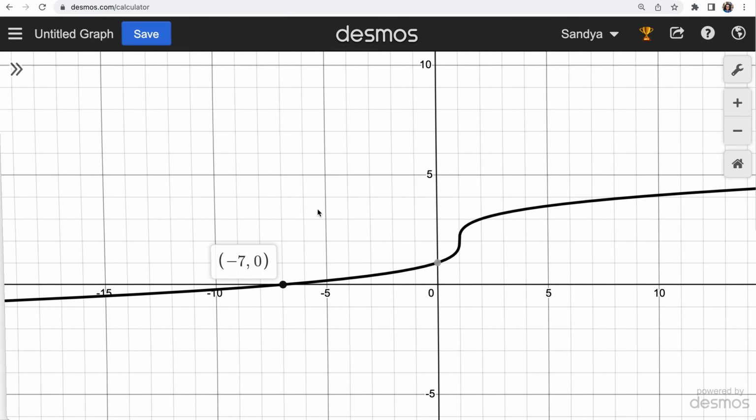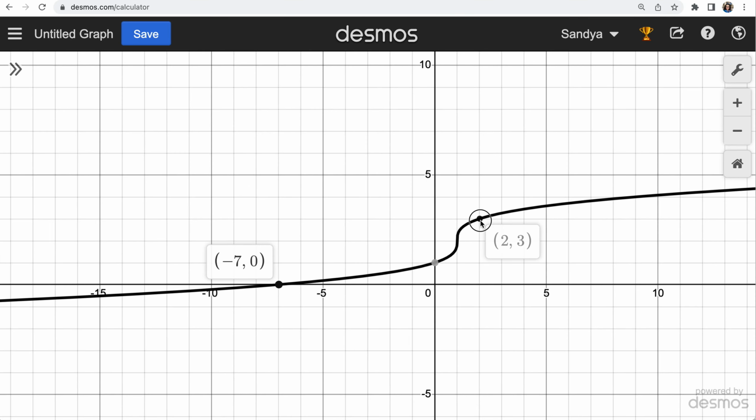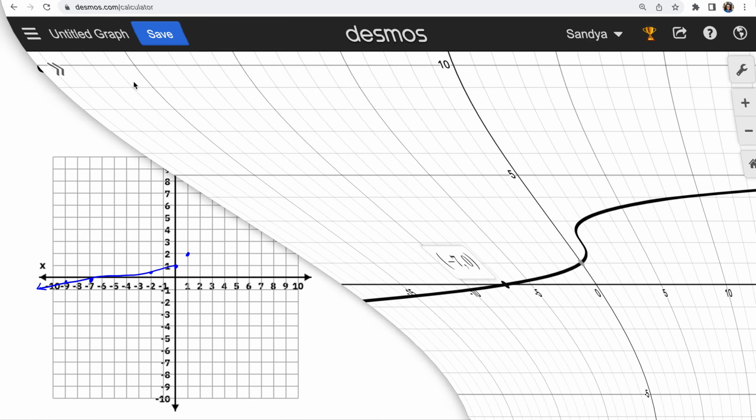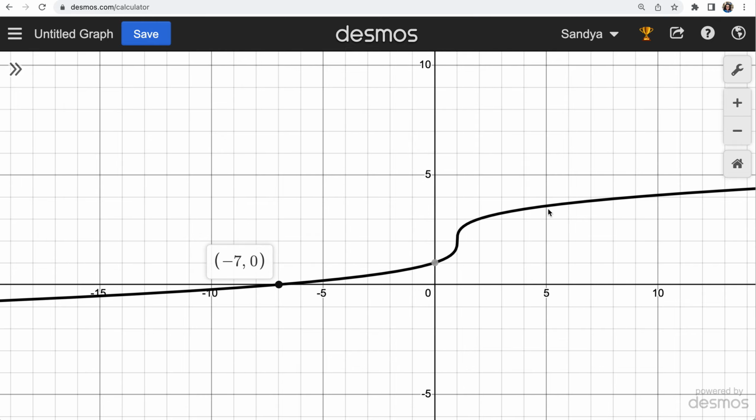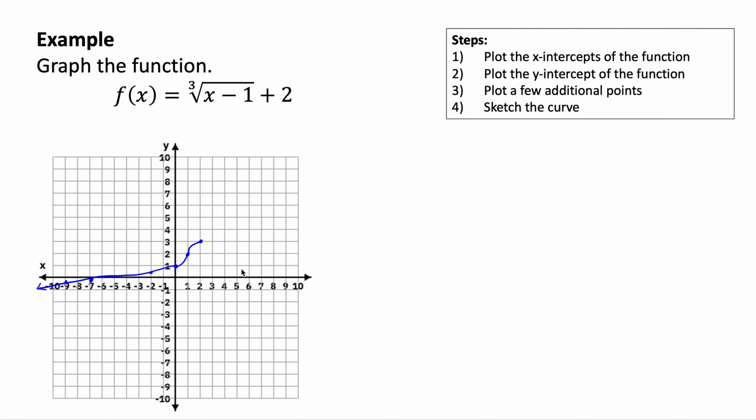Then at 2, we have (2, 3) on our graph. So it kind of goes up like this. And then beyond (2, 3), let's pick a point. Let's see, (5, 3.5) up here. And so the graph just goes on like this. So you can approximate what the cube root function looks like with the help of Desmos.